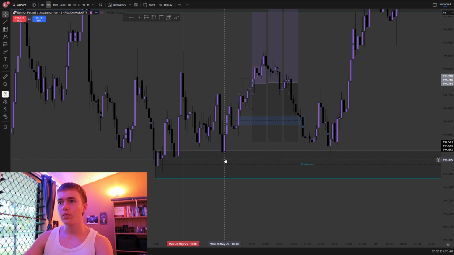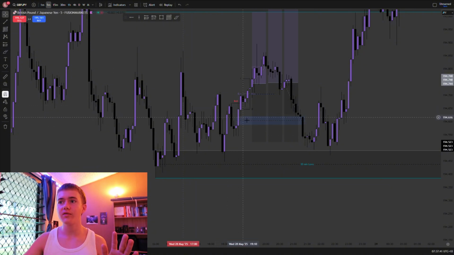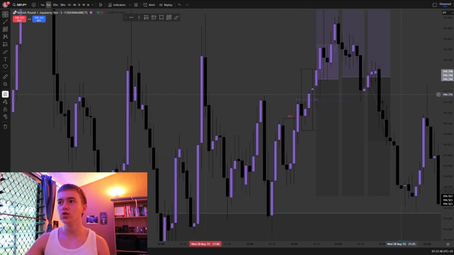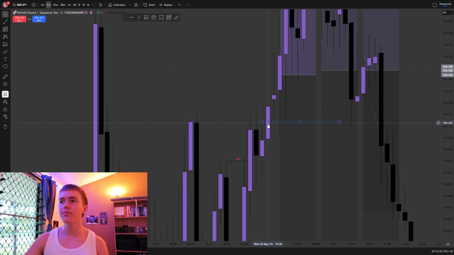So we get a break of structure right there. Boom. Break of structure to the upside, and then basically we're just waiting for a 5-minute fair value gap. We have a big fair value gap here that doesn't get tapped into. Let's get rid of that. Then zooming in, we have this tiny, minuscule fair value gap right there, and we get tapped into it.